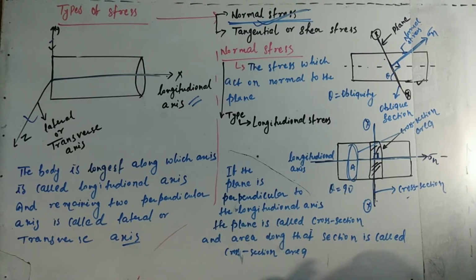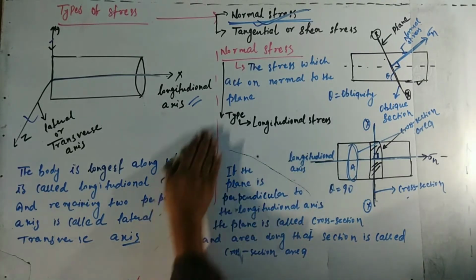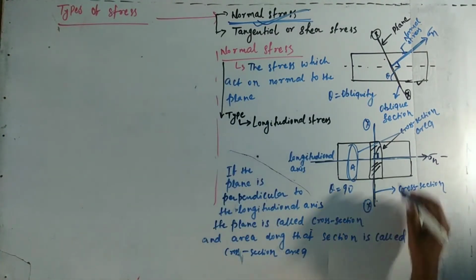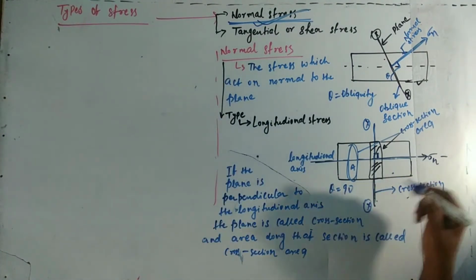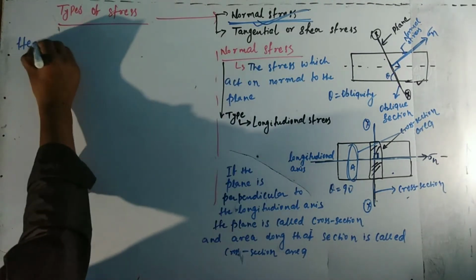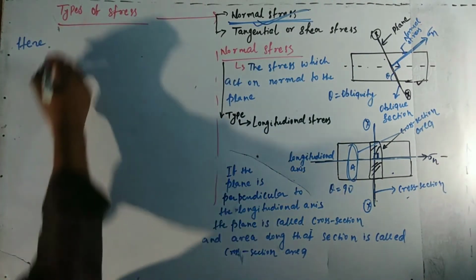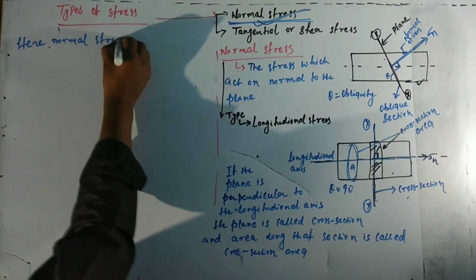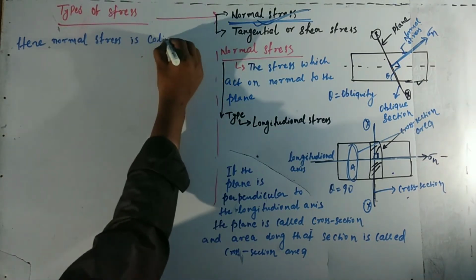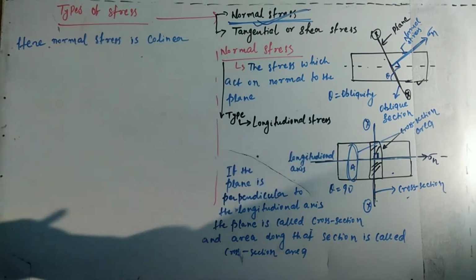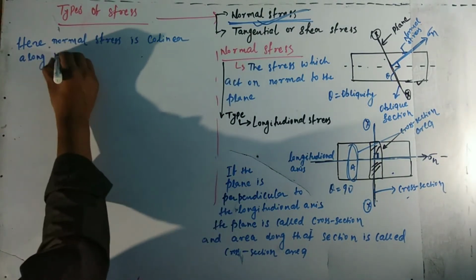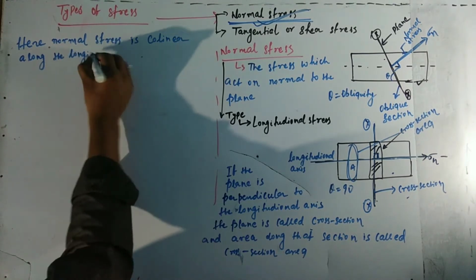Now here the cross section area is along the plane, the cross section plane, and normal stress is collinear along the longitudinal axis. Here normal stress is collinear along the longitudinal axis of the body.